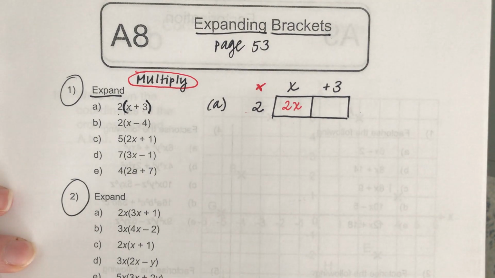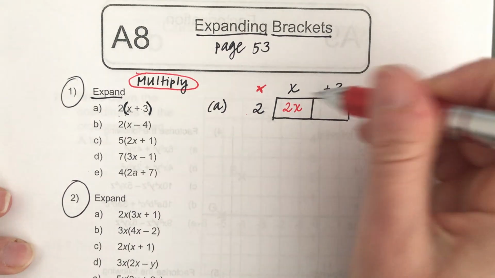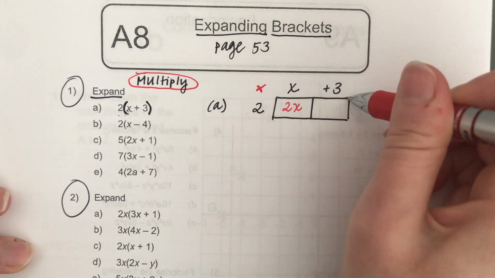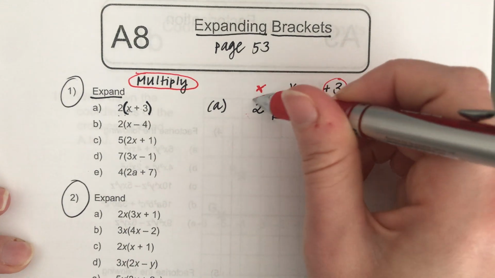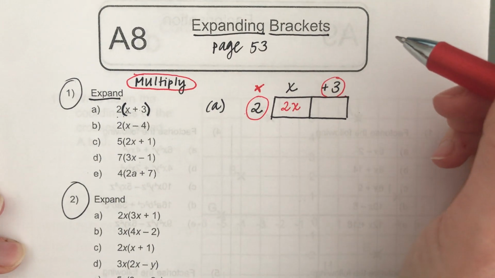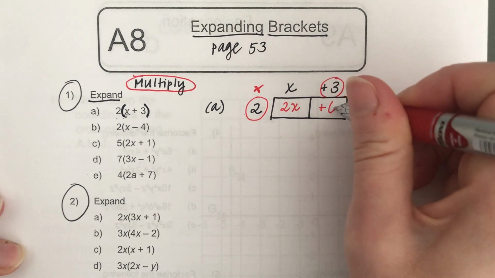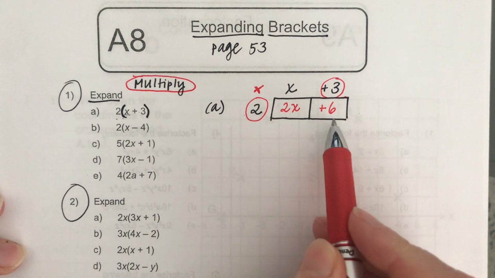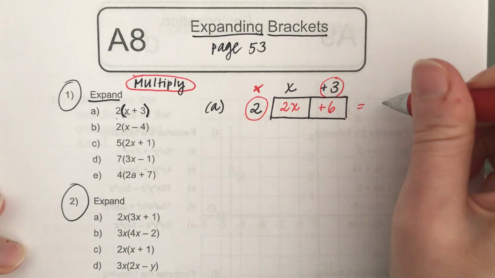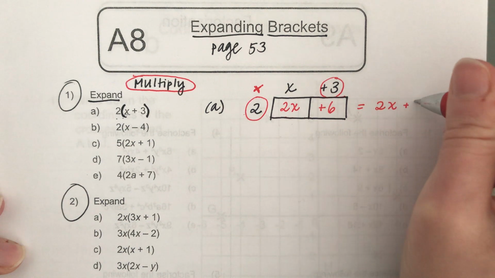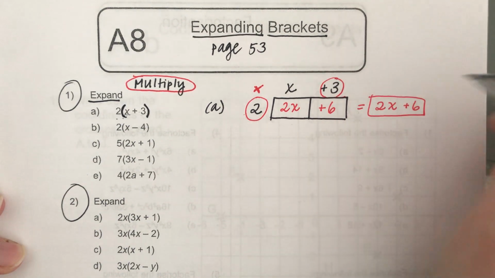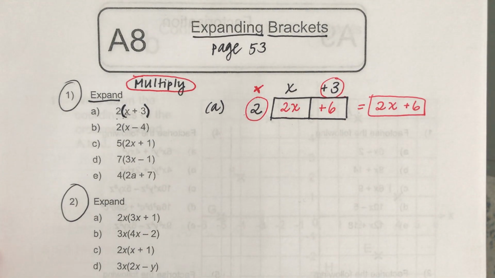Okay, but then in the next box, if I look at what's on top of the box and what's on the side of the box, 2, I'm going to multiply those 2 things together. So I need to multiply 3 times 2, which gives me a positive 6. Okay, and then whatever is inside of your boxes, we put those 2 things together, and that will be our answer. Okay, so our answer is 2x plus 6.